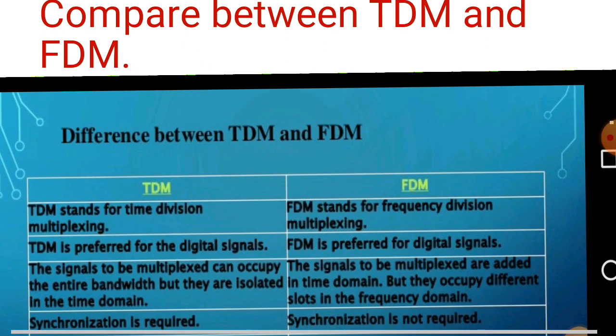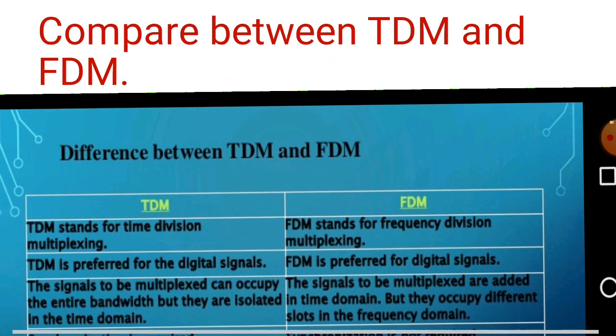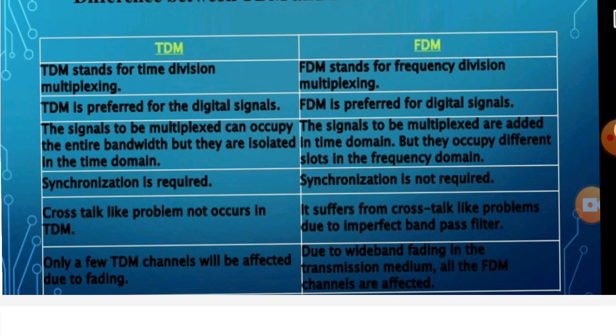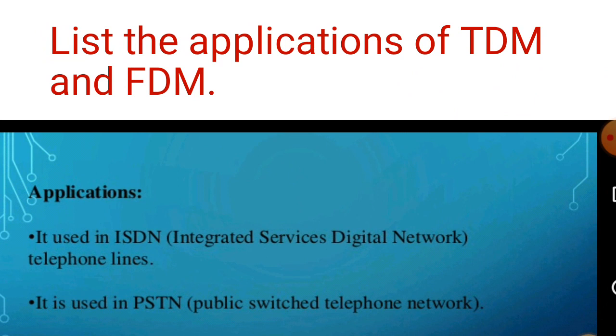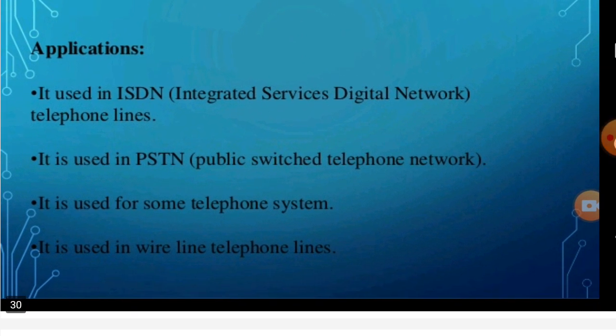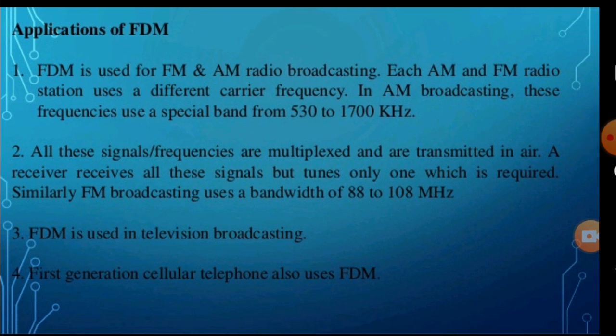Next is the comparison between TDM and FDM, that is time division multiplexing and frequency division multiplexing. Some of the comparisons are listed in this slide. We can go through this. Then list the applications of TDM and FDM. So here these are the applications of TDM and these are the applications of FDM.